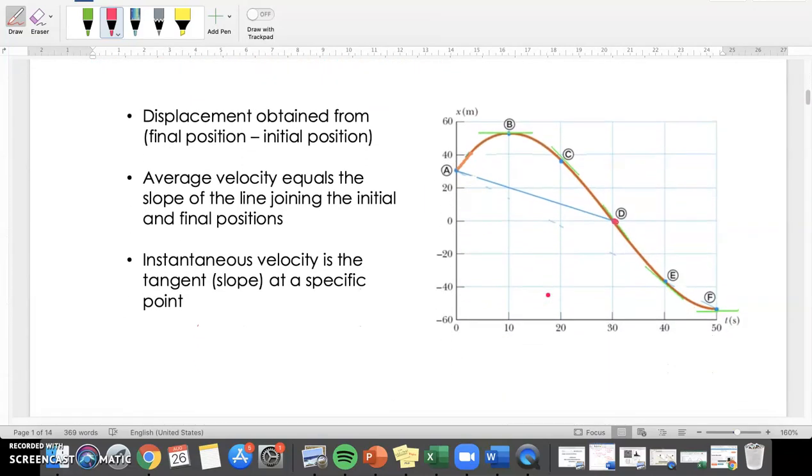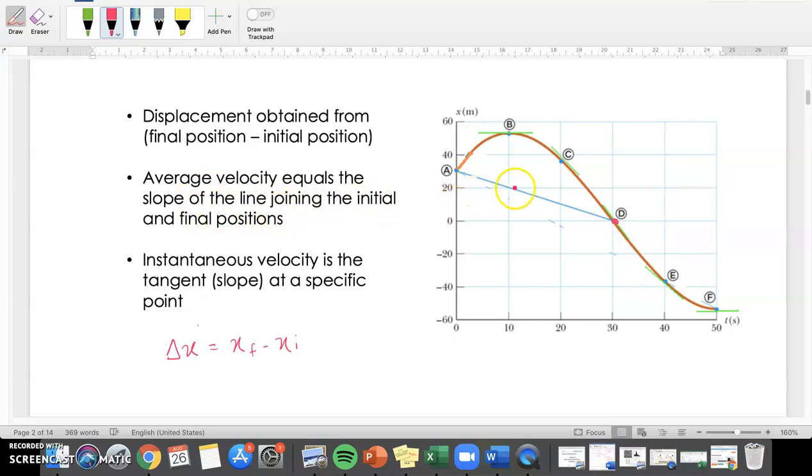Next page, please. Displacement is obtained from the final position to the initial position. We have learned this before, whereby the change in displacement is x final minus x initial. You can also write it like this, or you can write the full name. And then average velocity equals the slope of the line joining the initial and final position.